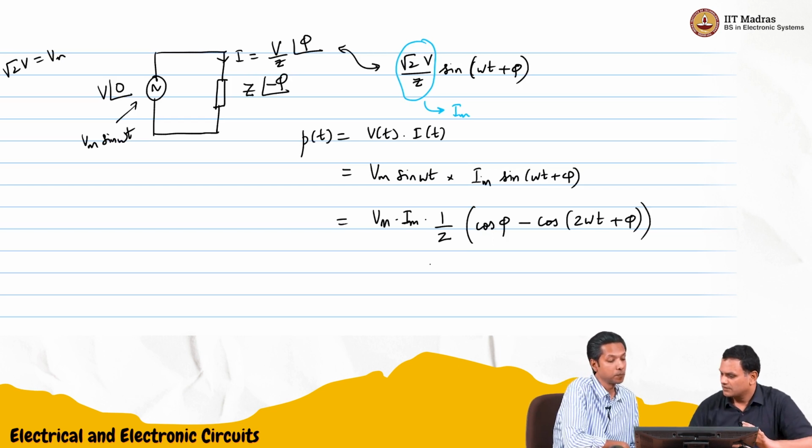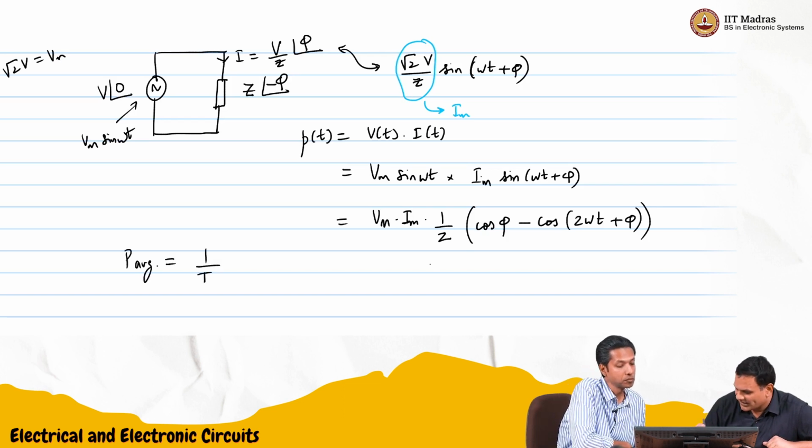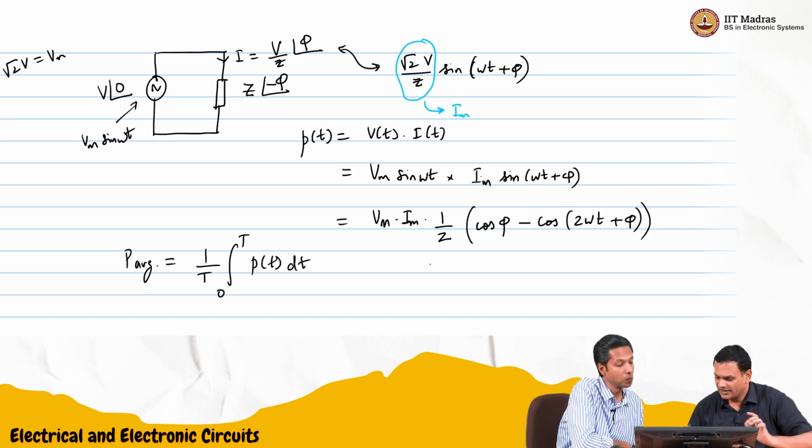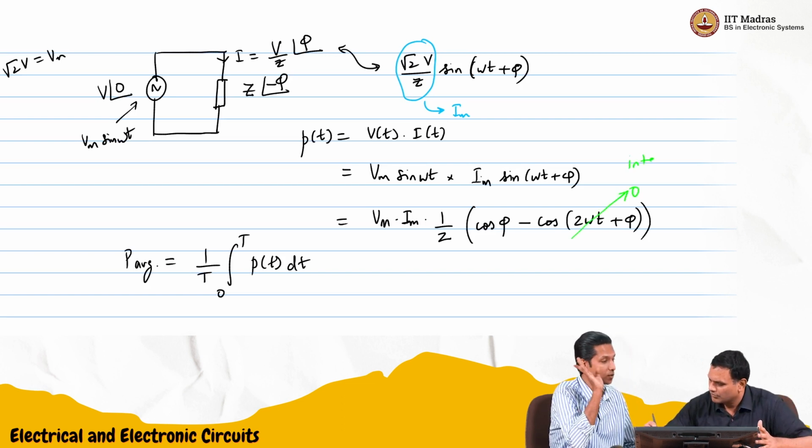Okay. So now you have to integrate this, right? Now we will say P average, integrate over a cycle. So this would be 1 by T integral 0 to T of P of t dt. It should be straightforward to see that this is a 2 omega t component. This should integrate to 0. After integration, it will go to 0.